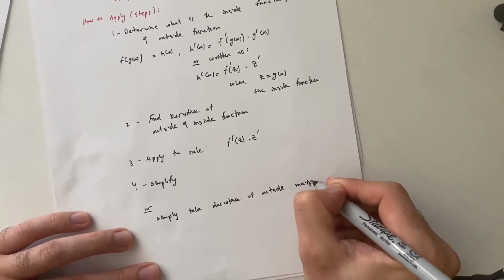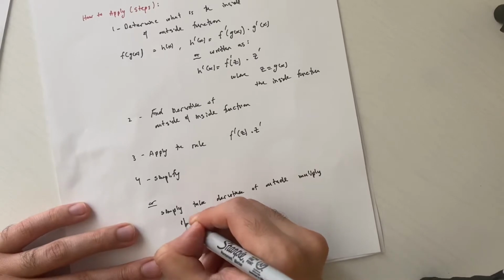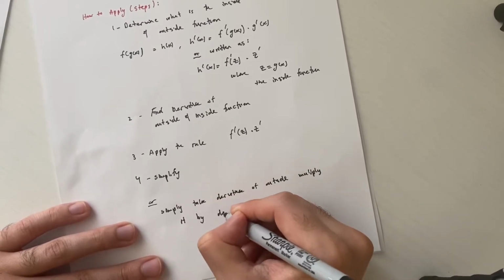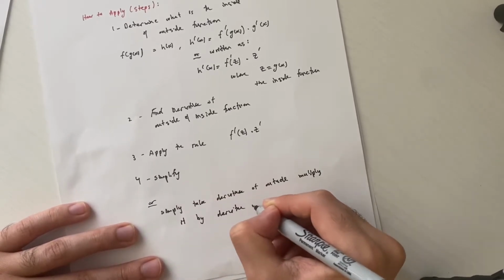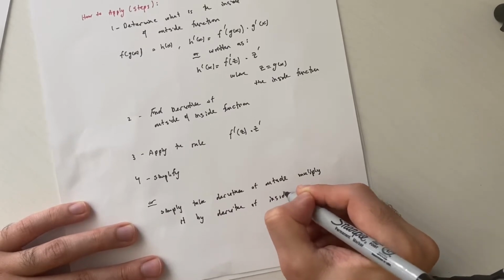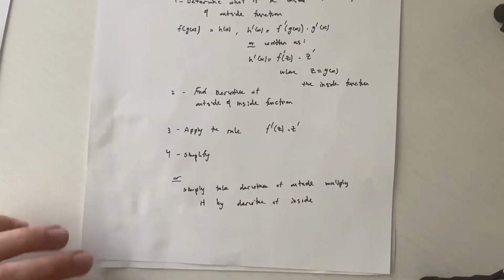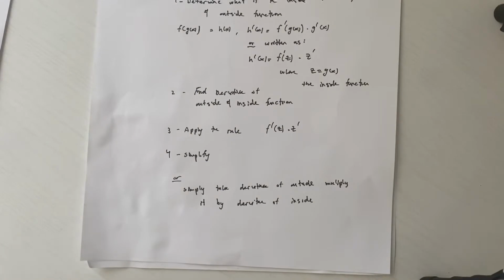Or what we can do is just figure out what is the outside function and what's the inside function, take the derivative of the outside function and multiply it by the derivative of the inside function, so that it can be easier for you. So in these examples, I'm gonna walk you through the long way, and then we'll find the derivative using the short way. So it's up to you what you want to follow.